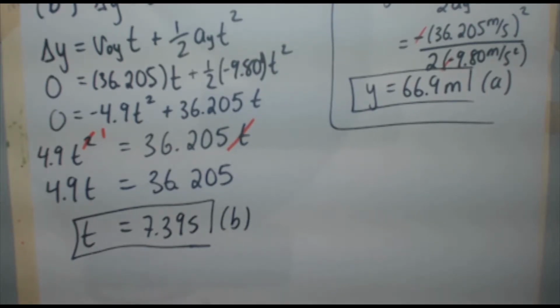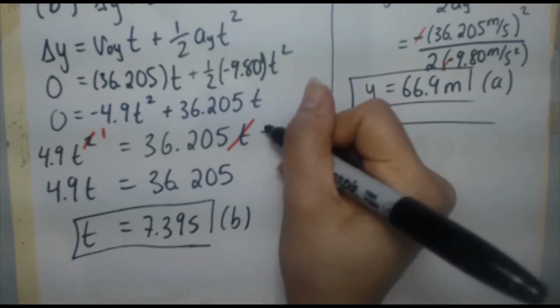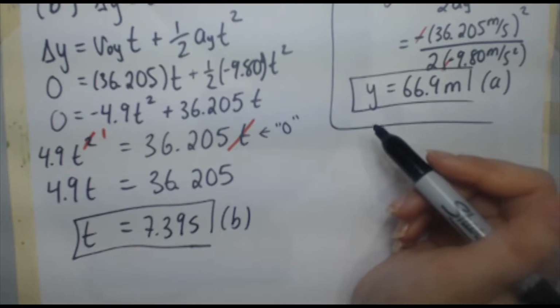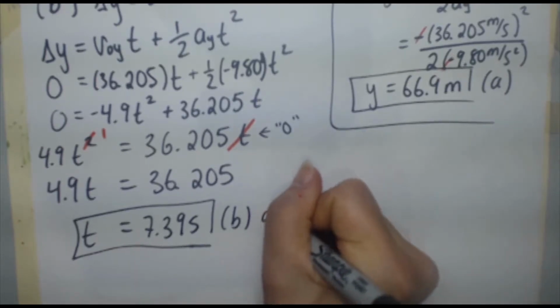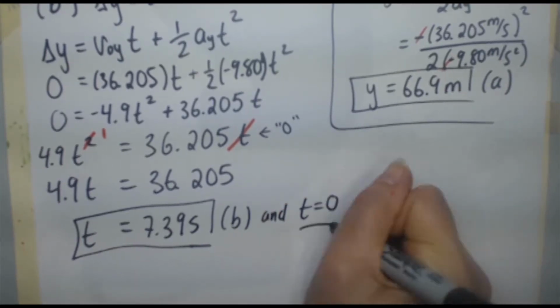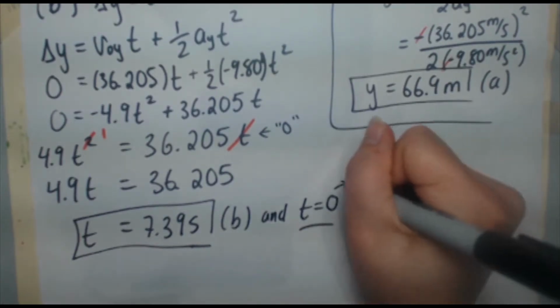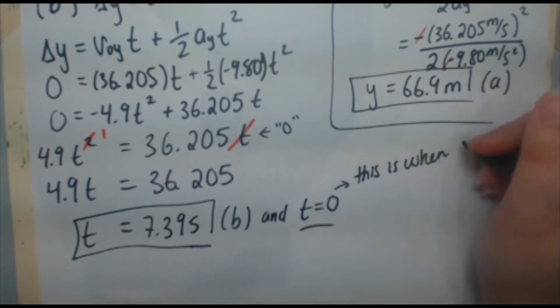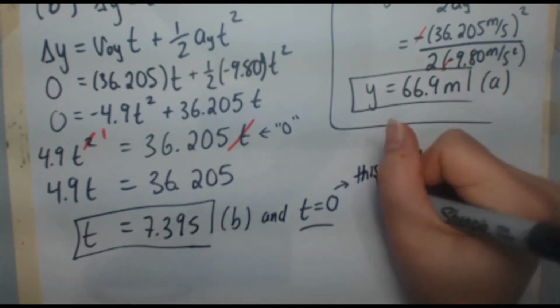So there you go. There's one other answer that actually works for this. If you were to plug in 0 here for t, it would make both sides of the equal sign match. So technically, t equals 0 is a solution, but this is when the ball was launched. Okay, so this is not what we're looking for.